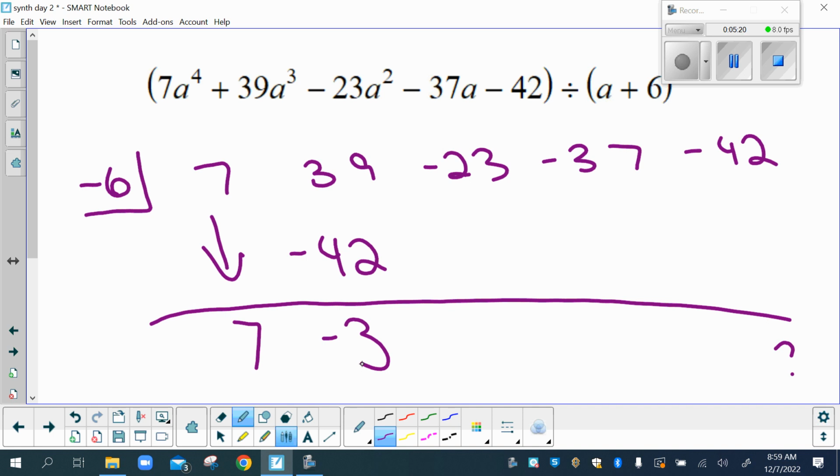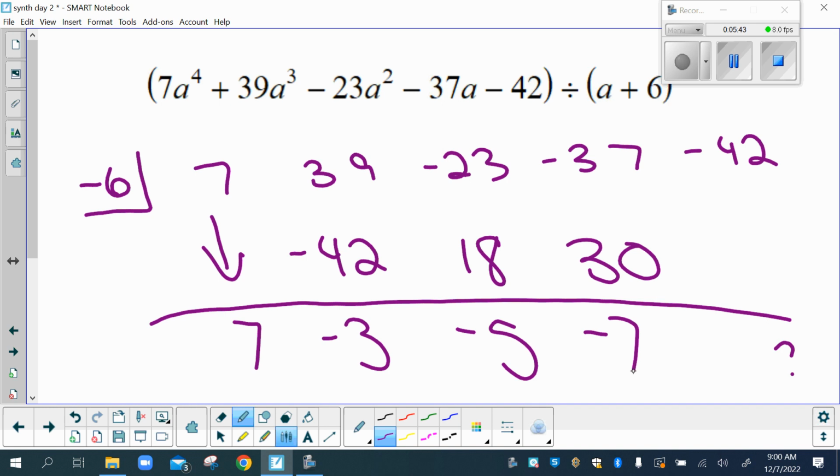So here I go. I'm working my way through it. I brought down the 7, right? 7 times negative 6 is negative 42. Negative 42 and 39 is negative 3. Negative 6 times negative 3 is positive 18, so I'm going to get a negative 5 there.